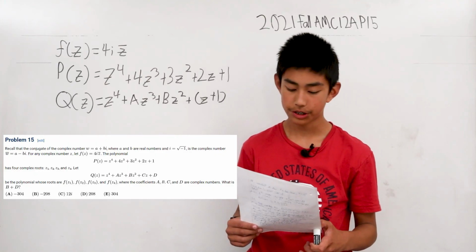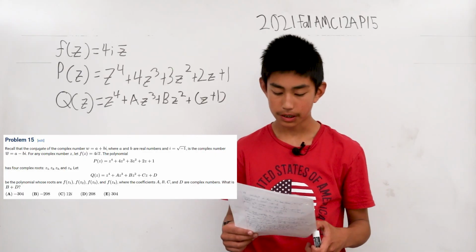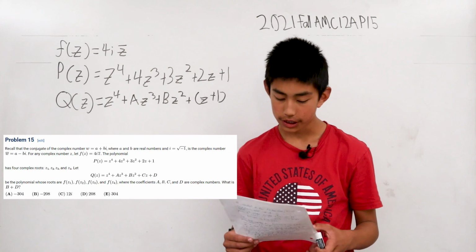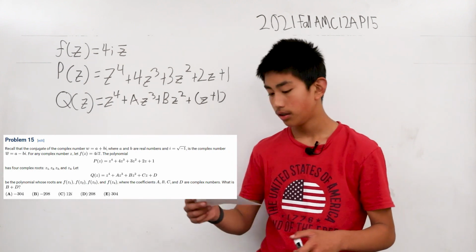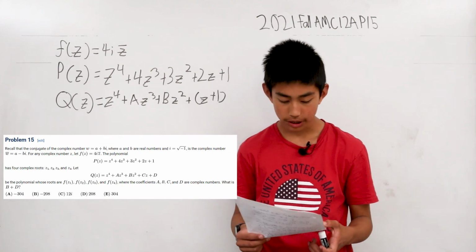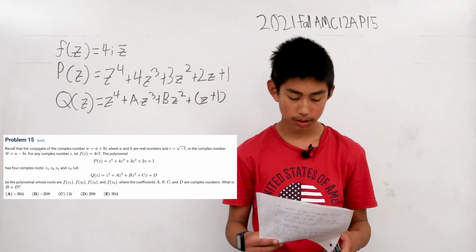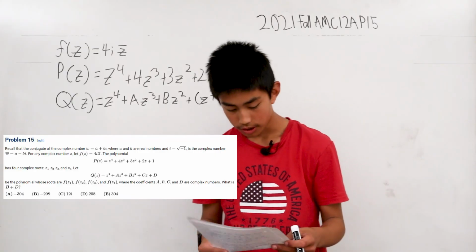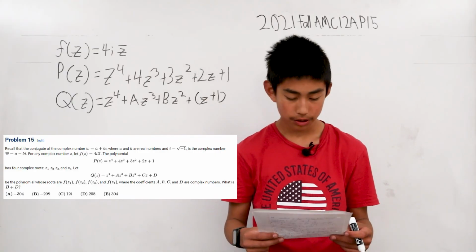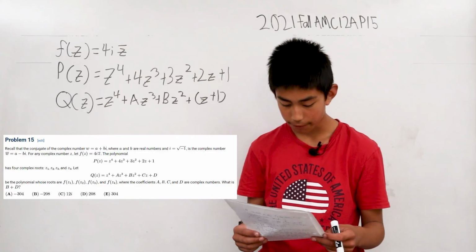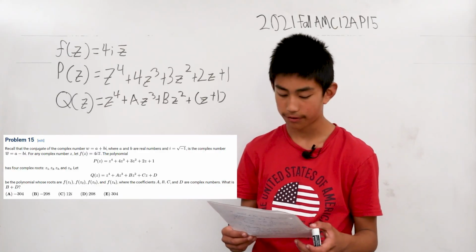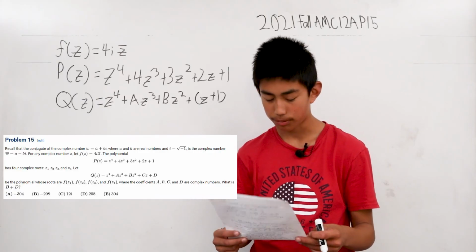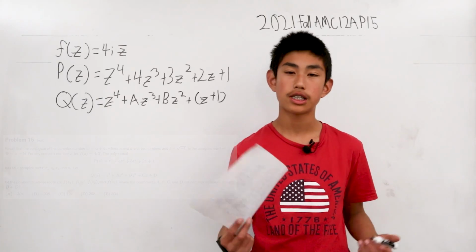For any complex number z, let f of z be 4i times the conjugate of z. The polynomial p of z is equal to all of that, and has 4 complex roots, z1, z2, z3, and z4. Let q of z be all of this here, a polynomial whose roots are f of z1, f of z2, f of z3, f of z4, where the coefficients a, b, c, and d are complex numbers. We want to find the sum of b and d.